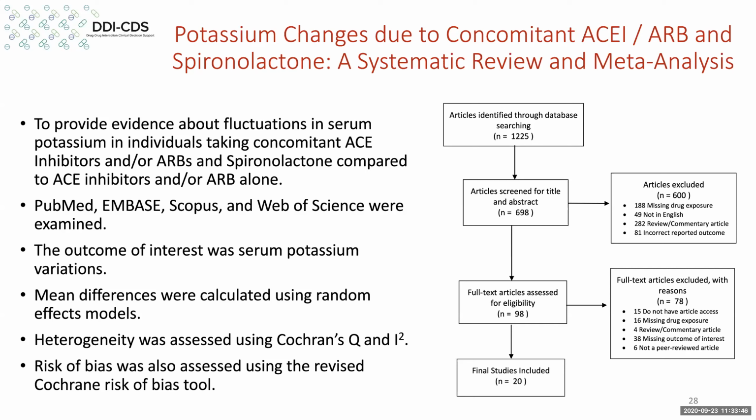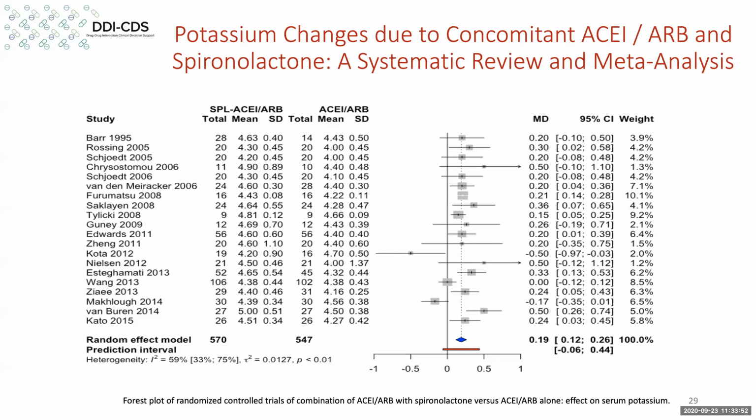So then next slide, please. Here we have the visualization of our meta-analysis. This is the forest plot that we created. As you can see, we collected information and studies from 1995 to 2015. And from those 20 studies, finally, we collected information on 570,000 patients that used the combination, spironolactone plus ACEs or ARBs. And then we have information for 547 patients that did not use the combination.